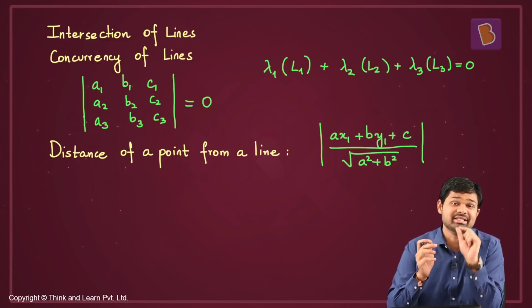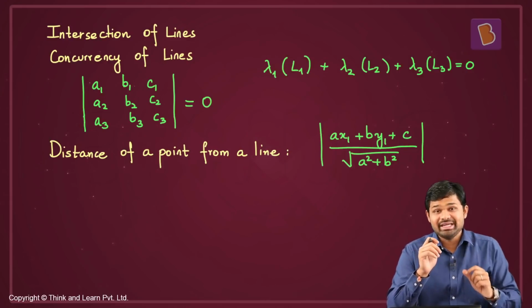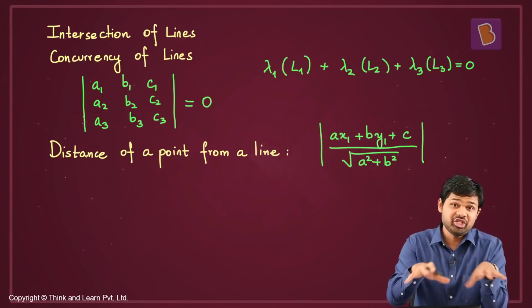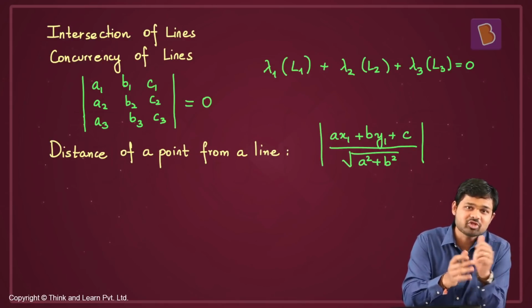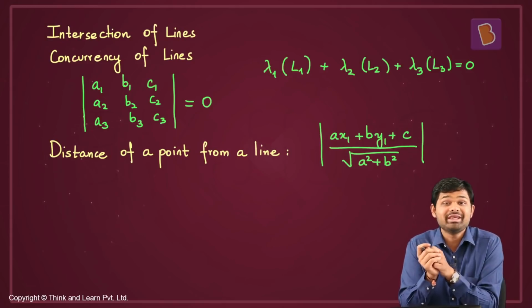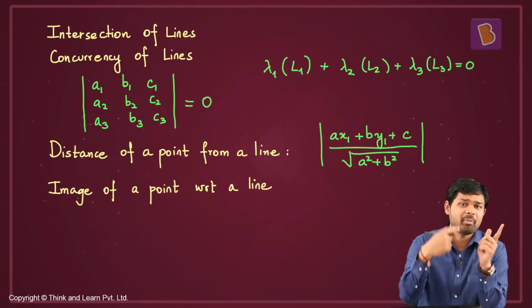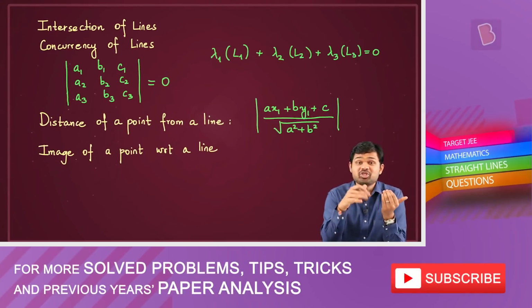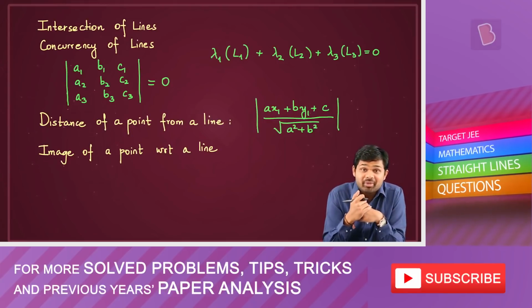Now when we talk about distance, it's the perpendicular distance of a point from a straight line, or the shortest distance. Yet another interesting kind of question which comes from straight lines, or more importantly from other chapters of coordinate geometry, is questions involving images. Now a straight line acts as a mirror. You have to find the image of a point, you have to find the image of curves about a straight line, and this concept is carried forward to three-dimensional geometry also.